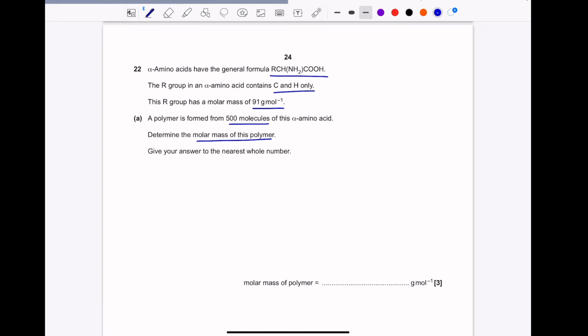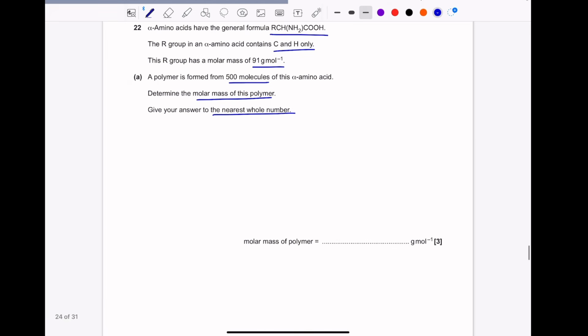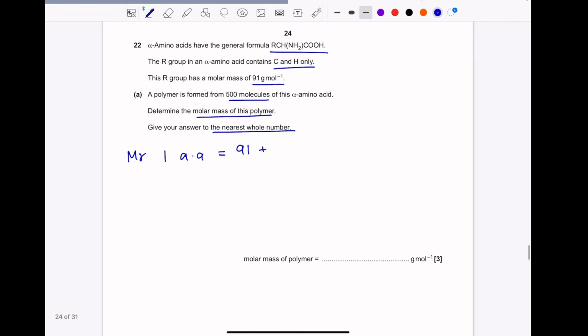Give your answer to the nearest whole number. So the first thing that we could do is to work out the MR of just one amino acid. So we have been given the MR of the R group. If we add it to the rest of it, which is a total of 74, the total for this amino acid is 165. Now if there's 500 monomers, we could multiply this by 500, and that's equal to 82,500.